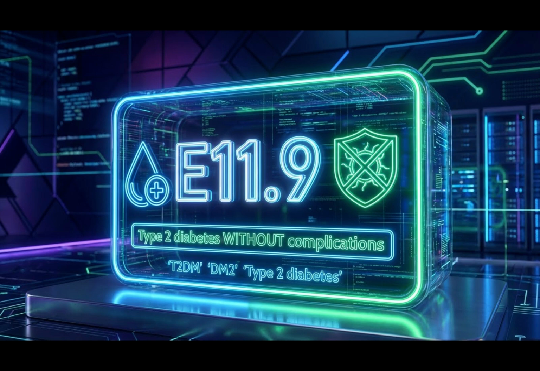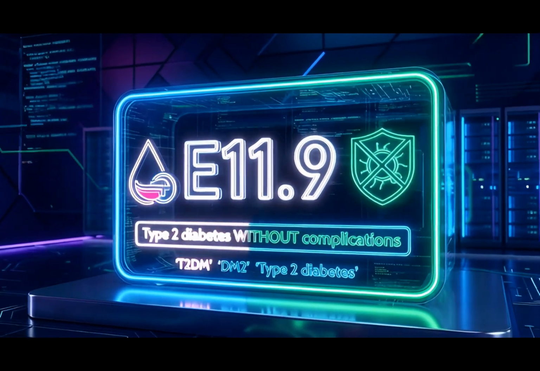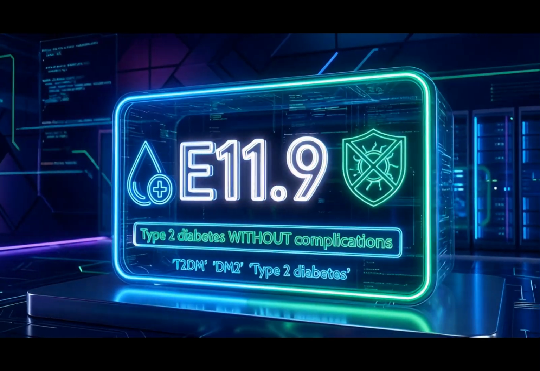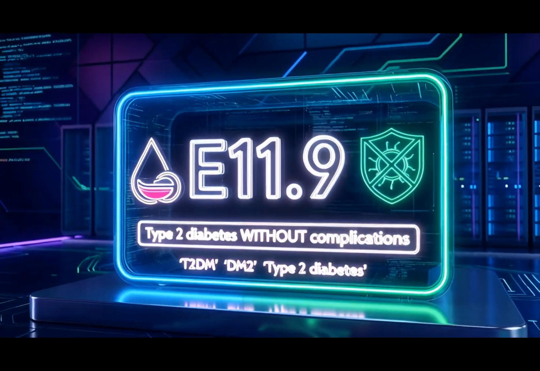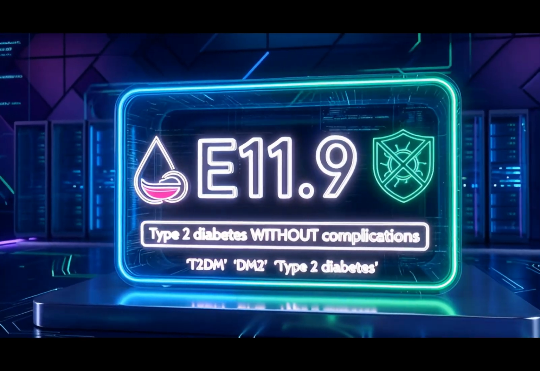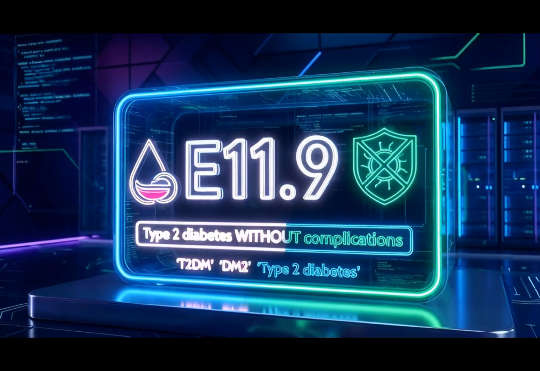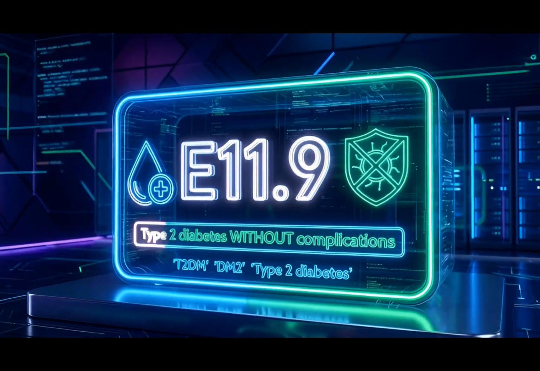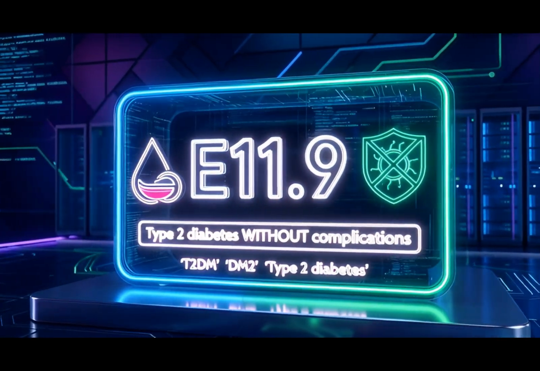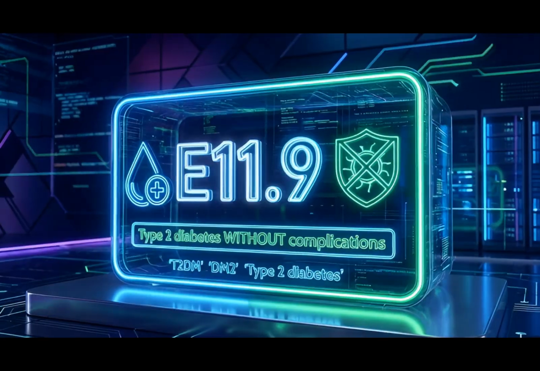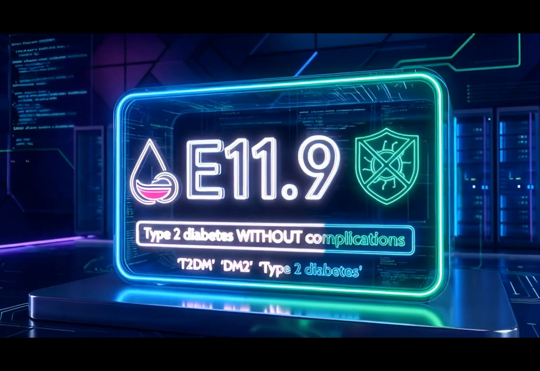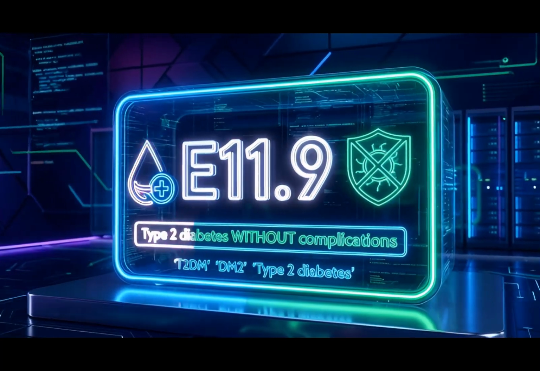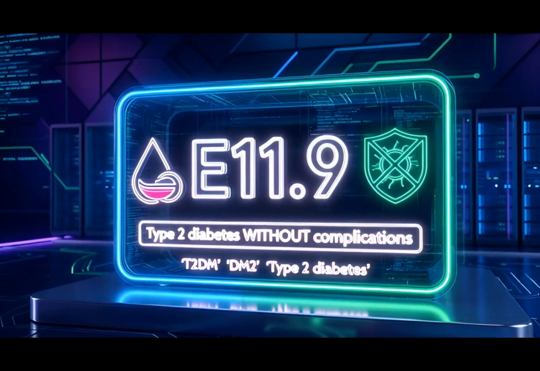ICD-10 code E11.9, Type 2 diabetes mellitus without complications. This is the code you'll use when the provider documents T2DM, DM2, or simply type 2 diabetes, and there are no complications like neuropathy, nephropathy, retinopathy, or circulatory issues mentioned. Always remember, if the chart does not specify any complication and does not link diabetes to another condition, E11.9 is your safest, most accurate code.